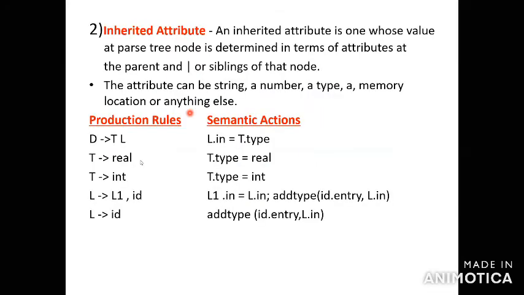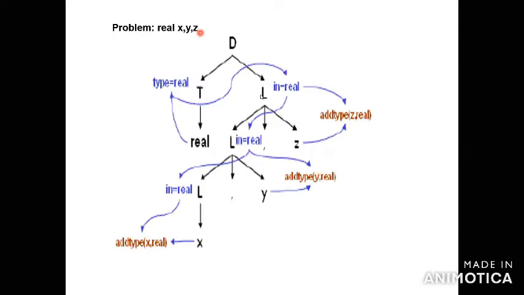So here check the production rule: T tends to TL. Here, what is T? T in type is either real or integer, but based on the input string, it is real. Then L. So T tends to real is proved.